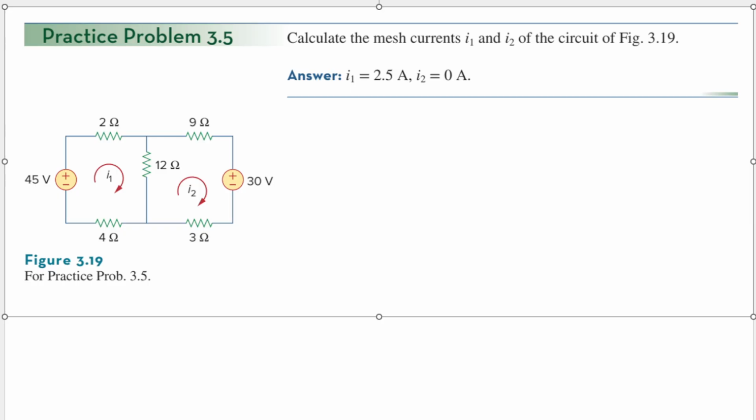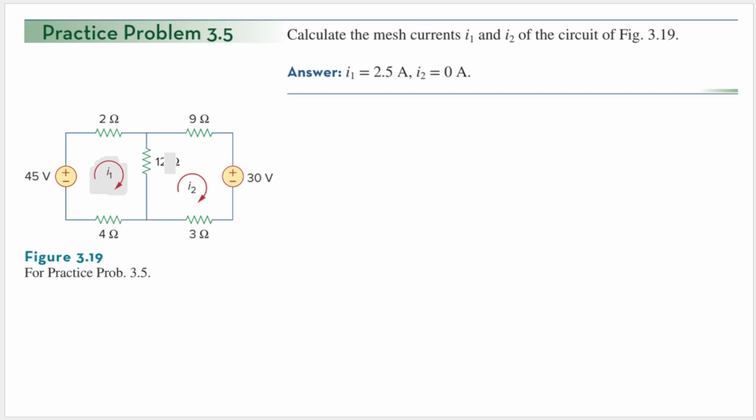So the question is: calculate the mesh currents I1 and I2 in the circuit of figure 3.19. Here is the figure and we are already given the loops. This loop is loop I1 and this loop here is loop I2. So we need to do KVL on I1 and then also on I2. Let's do that. Let's do KVL at loop I1.